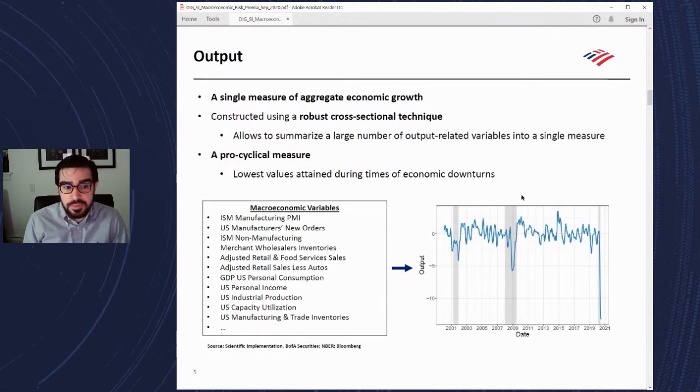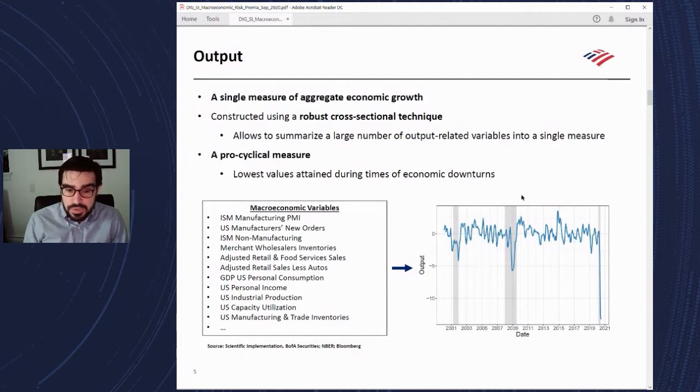We're trying to capture aspects of the macroeconomy that are related to aggregate economic growth, and these are variables where we see a consensus in the literature around their properties and why people combine them together. Now, once we have those individual measures, we're using a robust cross-sectional technique, which is more or less an advanced version of a PCA analysis, to produce a single series that describes aggregate economic growth.